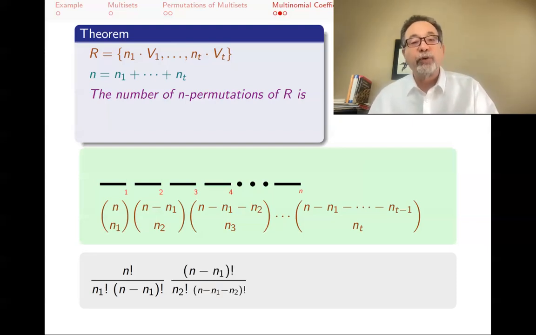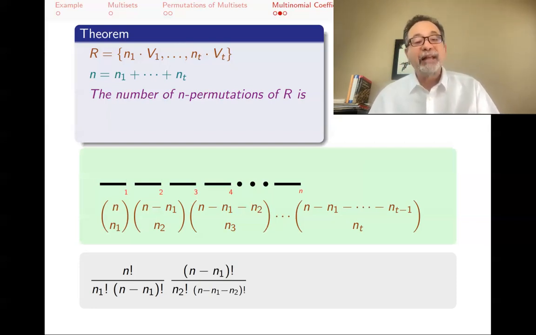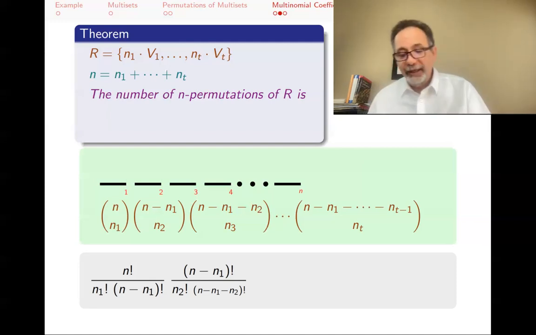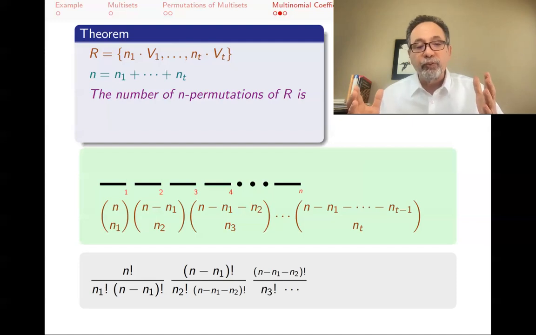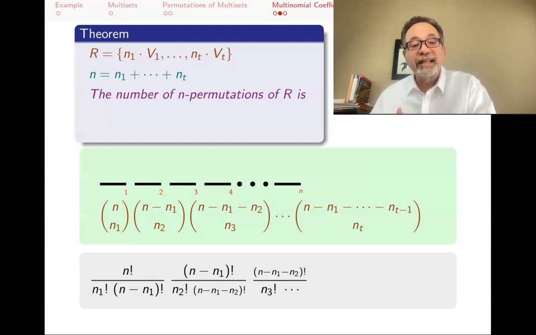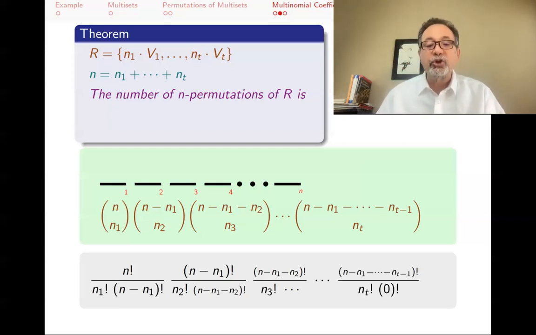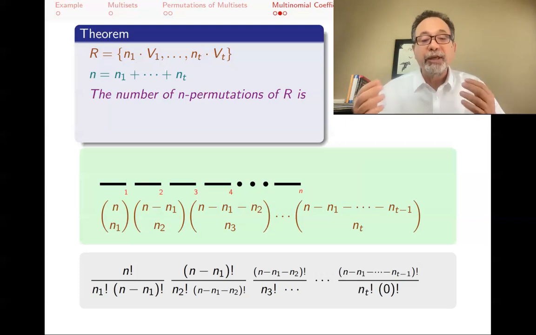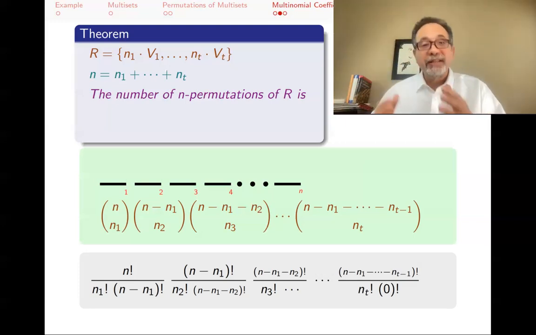Well, that's (N minus N1) factorial divided by N2 factorial times (N minus N1 minus N2) factorial. And then the one after that starts with (N minus N1 minus N2) factorial, then N3 factorial at the bottom, and then (N minus N1 minus N2 minus N3) factorial. I just didn't have room to put that. And you just continue. And the last one is going to be (N minus N1 minus all the way till NT minus 1) factorial, NT factorial.